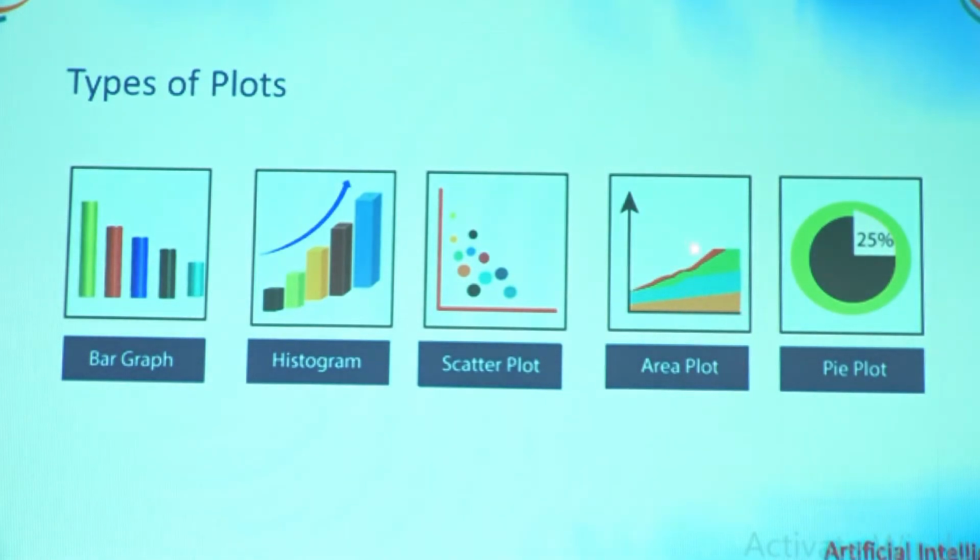Area plot will tell you about the spread of your data set. Scatter plot will tell you if you can find out any relationship between two columns of your data set. When you plot a scatter plot, is there any similarity between them, any relation between them? We'll see all of them.